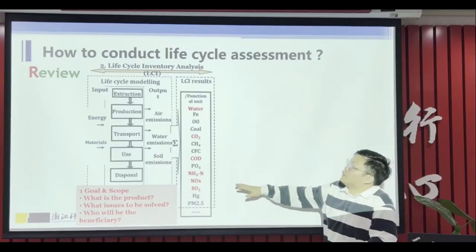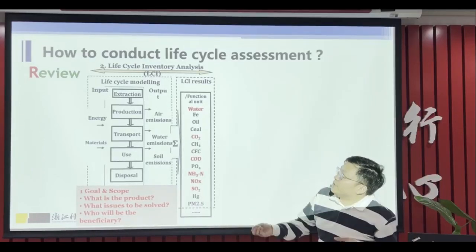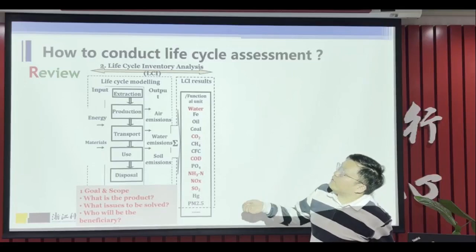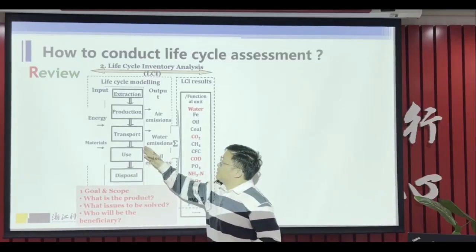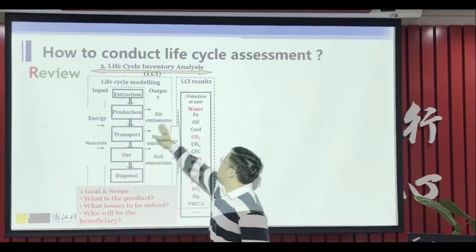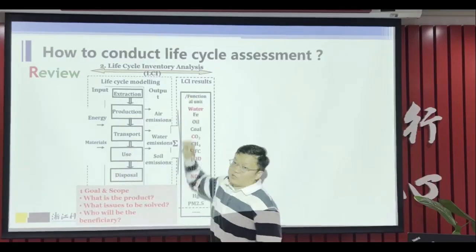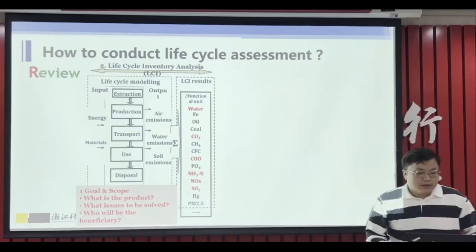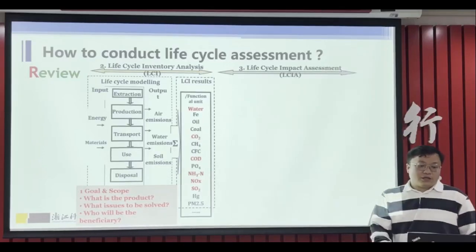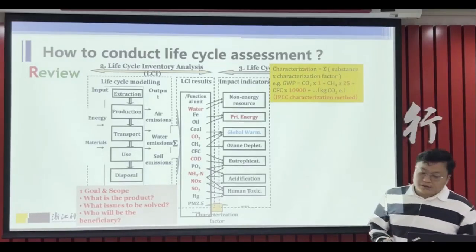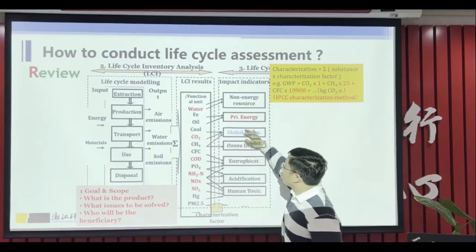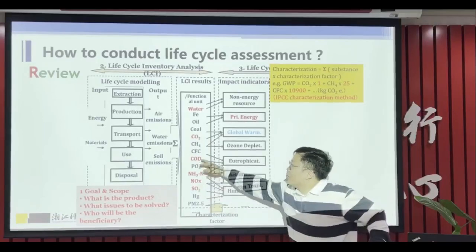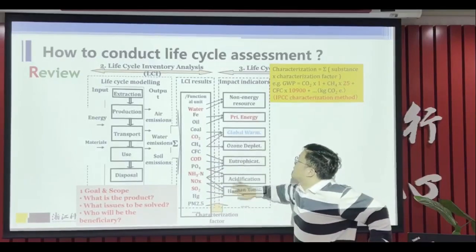The second step is the establishment of the life cycle inventory analysis. We connect all the input and output data and convert this data to the functional unit databases. And then we categorize and classify all these emissions into different categories.